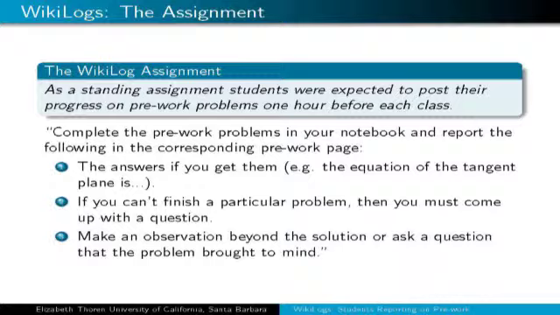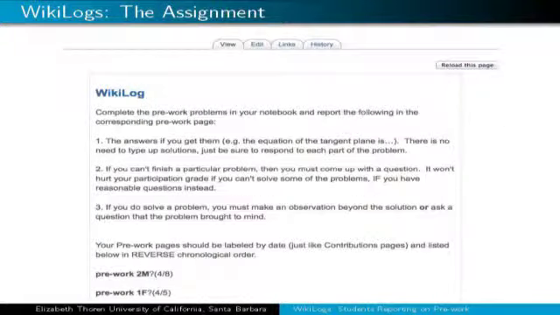And even if you do finish the problem, make an observation beyond the solution or ask a question that the problem brought to mind. So for each pre-work problem, they had to do this extra step. Again, this is what the page looked like to the student. Each student's WikiLog had the same front page, and the instructions were right there every time they went in. Each day before class, they would go in and create a new page for the day, and then on that page, they would post the results of their pre-work.